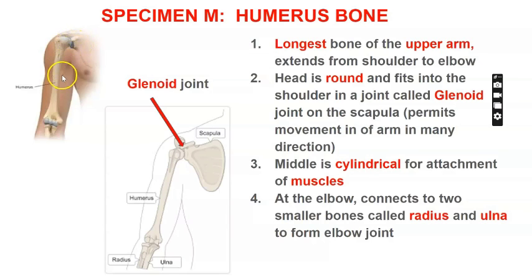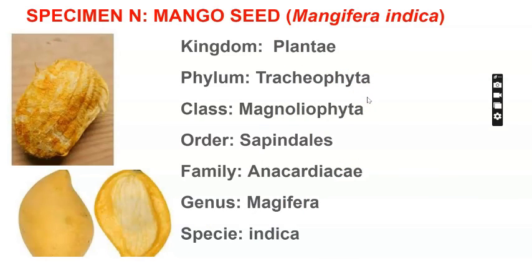The middle of the humerus is cylindrical and is used for the attachment of muscles. While the tail of the humerus, at the elbow, connects to two smaller bones known as the radius and the ulna. Here it is. You can see the end of the humerus links to the radius and the ulna bone. So that being said, you should know that about the humerus.